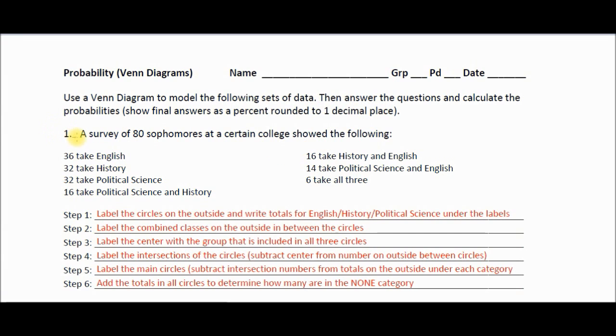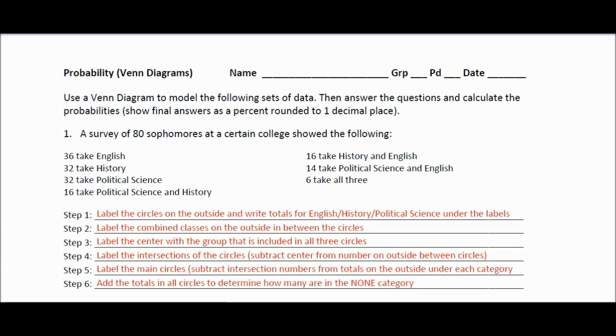Here is our data. A survey of 80 sophomores at a certain college showed the following. 36 take English, 32 take history, 32 take political science, 16 take both political science and history, 16 take history and English, 14 take political science and English, and 6 students surveyed take all 3.